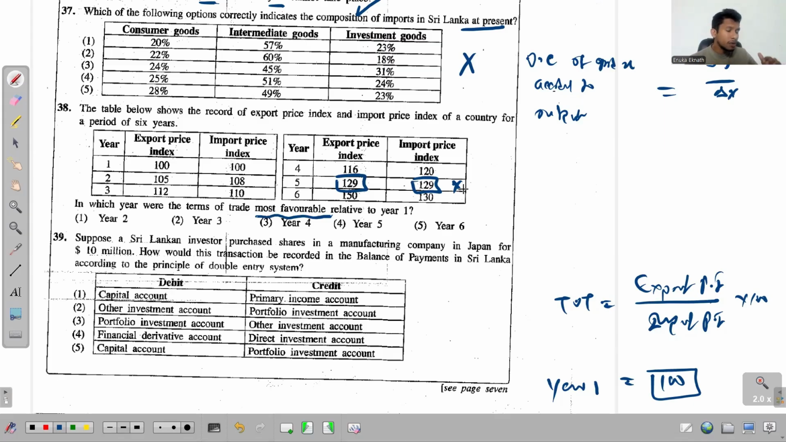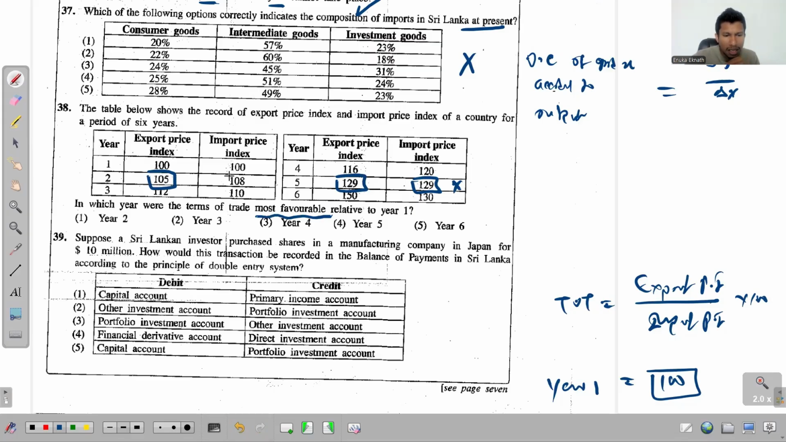Because 2 divided by 2 into 100, 2 divided by 2 is 1. Similarly 129 or 129 into 100 will give you again 100, which is the same as the year 1 terms of trade. There's no favorable case there. You can remove that, and you can remove these two even faster.